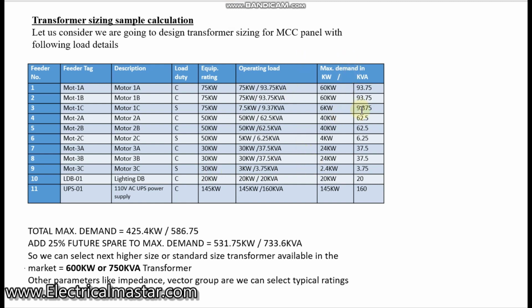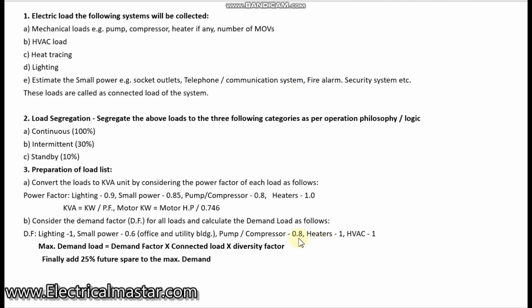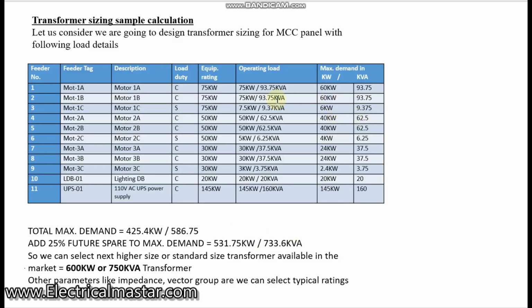Operating load is finished. Then third is the maximum demand. Maximum demand is found by taking the operating load value and multiplying it with the diversity factor. For example, here motor 75 kilowatt is the operating load. The diversity factor we already discussed is 0.8 for the motor and pump compressor. So 75 into 0.8 is 60 kilowatt. Similarly, 93.75 into 0.8 came here. So all these values you just put.